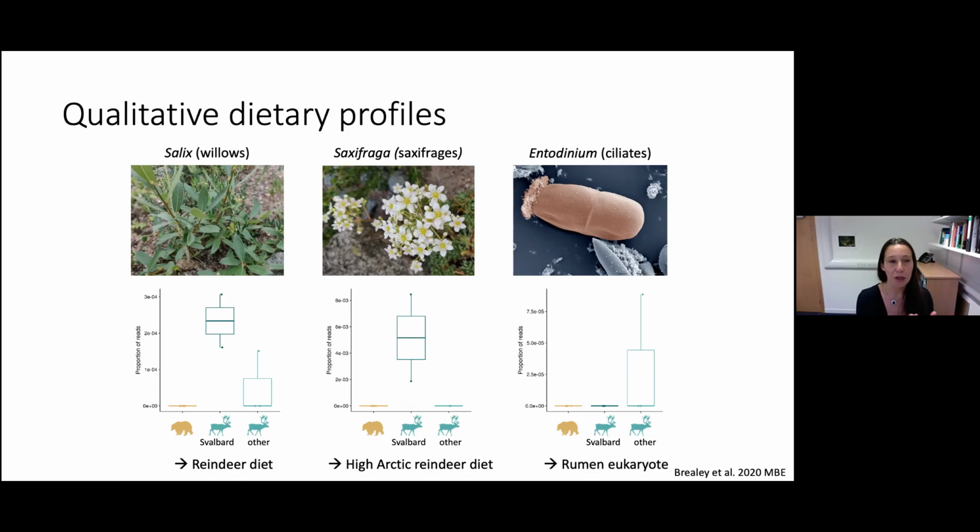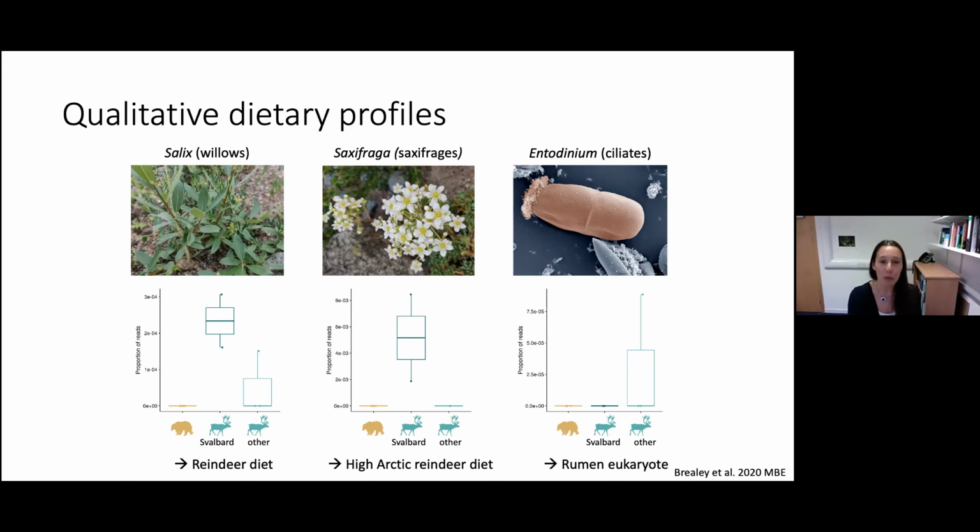For instance, we could detect the presence of willows, which is a typical reindeer diet, but also saxifraga, a high Arctic plant that was only present in the Svalbard high Arctic reindeer. Not only did we detect plants, we could also detect eukaryotes, in particular rumen eukaryotes, which also makes a lot of sense. Reindeer are ruminants, they regurgitate their food, so parts of their rumen microbiome will end up in their mouth, and that clearly can be incorporated in the dental calculus.